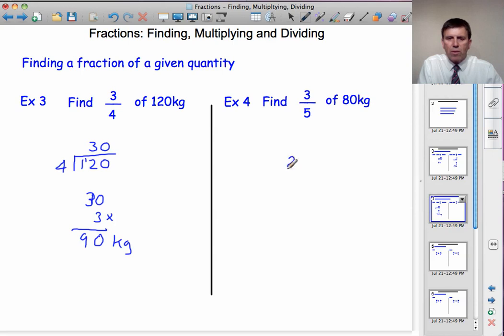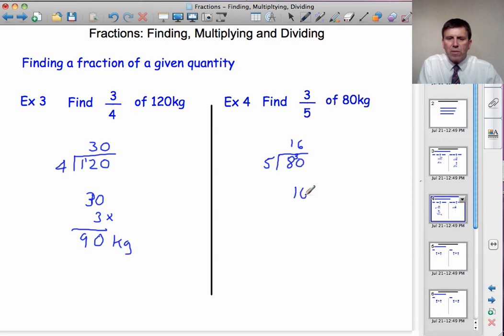So to find 1/5, we divide by 5. How many 5's in 8? 1, 3 left over, so carry the 3. 5's into 30 is 6. So 1/5 of 80 kilograms is 16 kilograms.